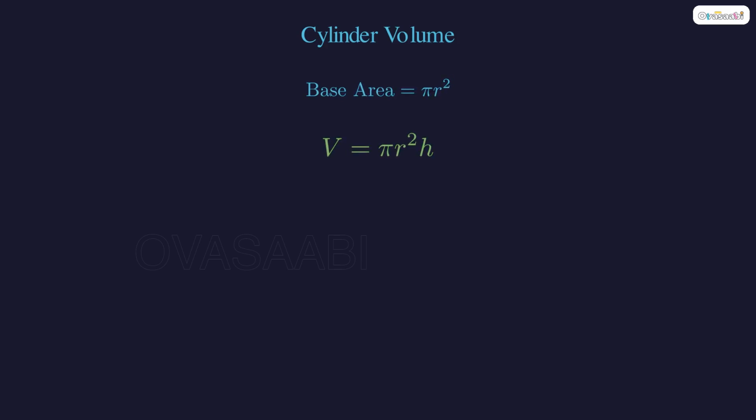For a cylinder, the base is a circle with area pi r squared. So cylinder volume is pi r squared times height.